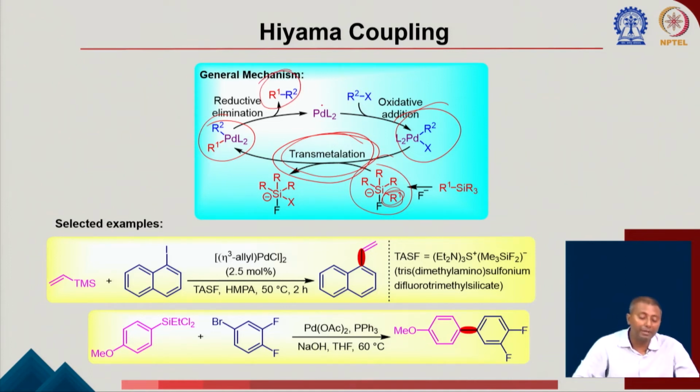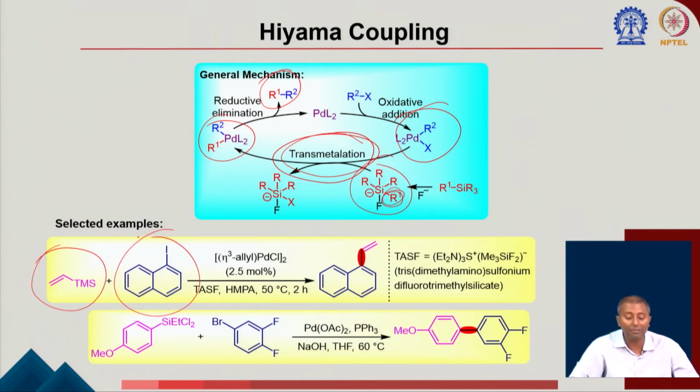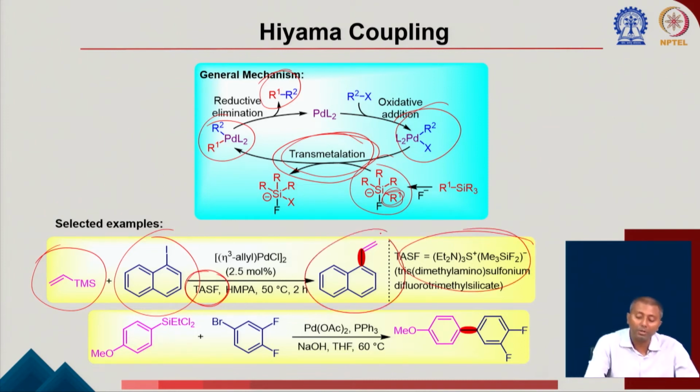So there is a reaction here where you have this vinyl TMS and the corresponding iodide, the alpha-naphthyl iodide. That is going to participate in the Hiyama coupling. Again, you have to use some sort of fluoride source here, which can allow this transmetallation step to happen to get to the corresponding product. Of course, if you want to do the same reaction, you can also use a Suzuki coupling. In that case, you have to use the corresponding vinyl BPin.